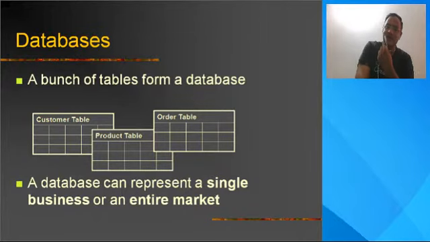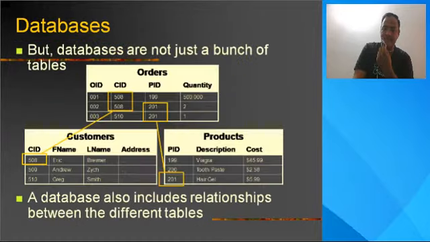Now this is an example of a database. A bunch of tables forms our database. For example, we have the customer table, product table and order table. The database can represent a single business or the entire market. And this is another example of a database, but databases are not just a bunch of tables. We have orders, customers or products. A database also includes relationships. We have to maintain the relationships between the tables. Here we have the orders, the customer and the products. If there is a relationship between customer, orders and products, that will be the database.